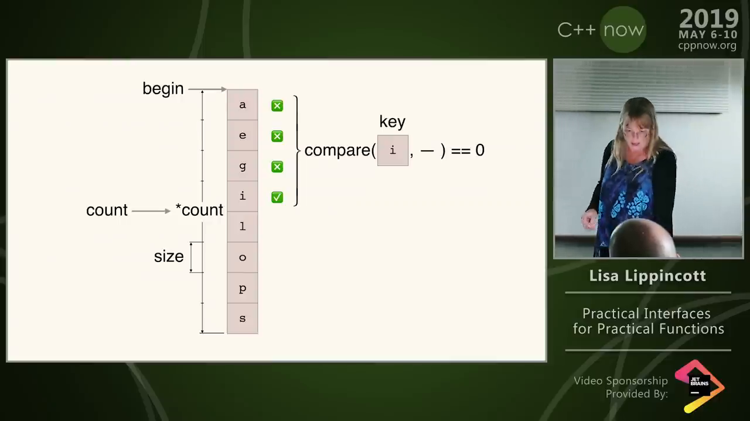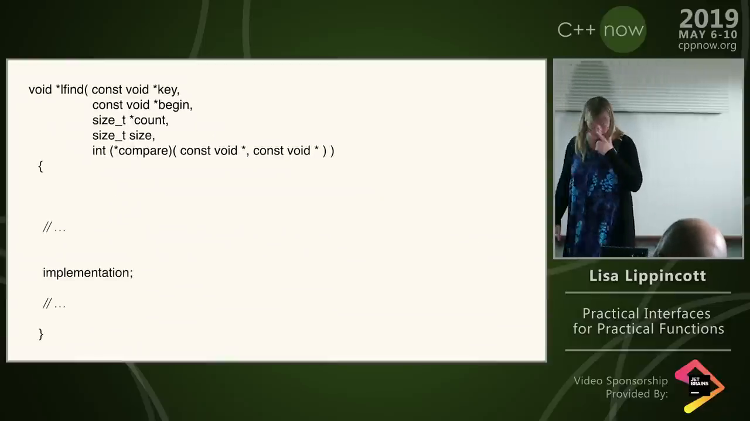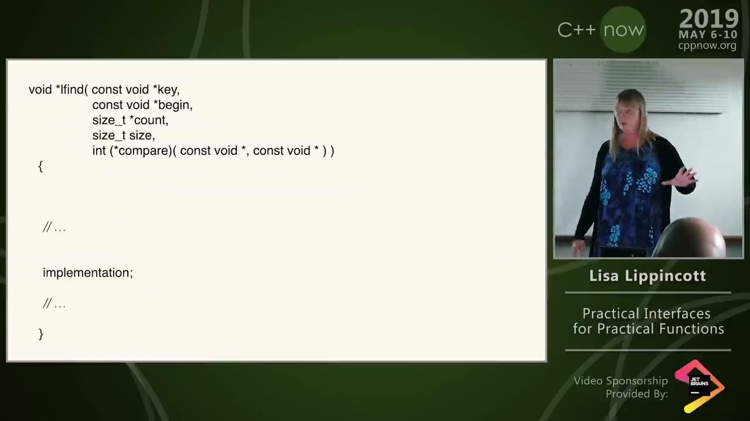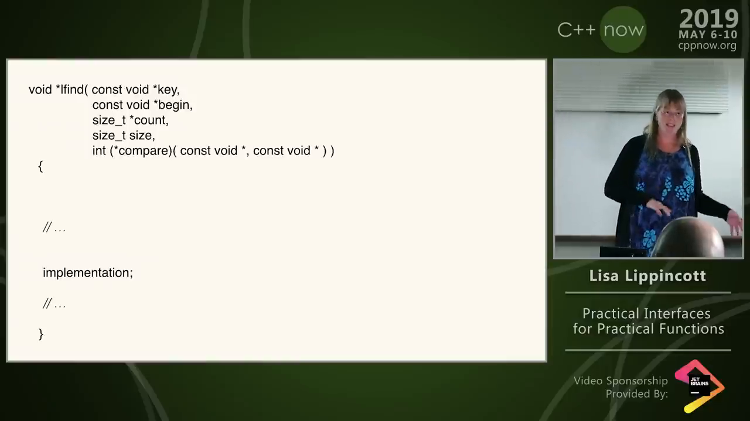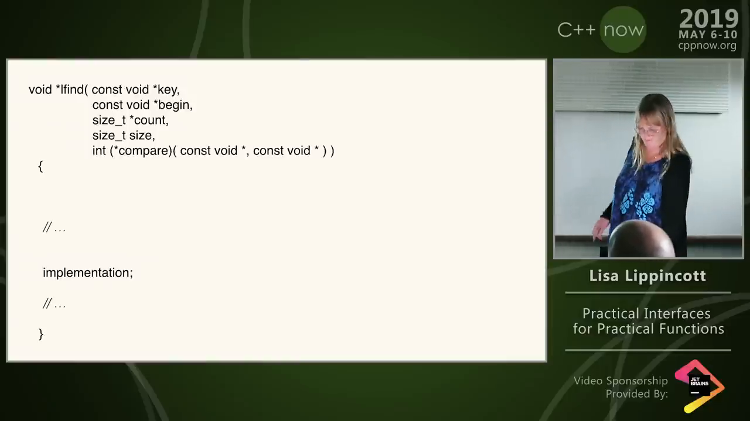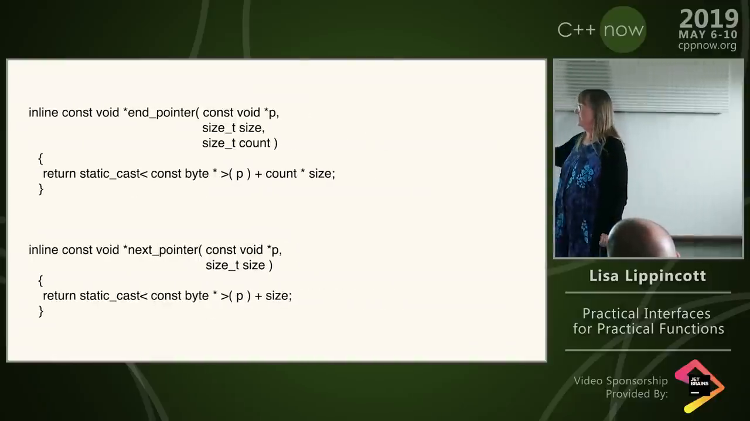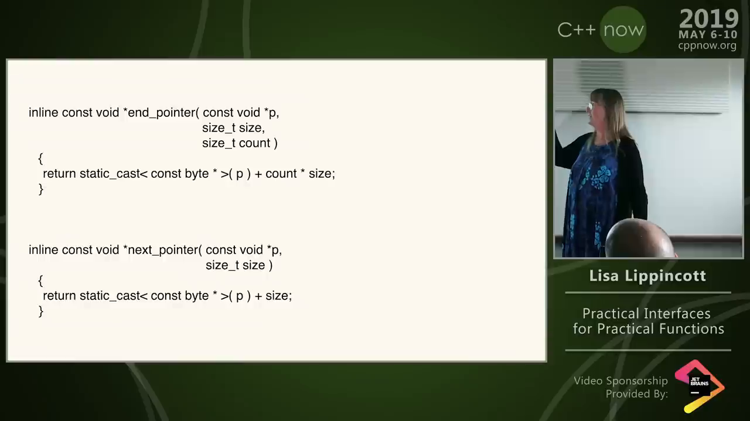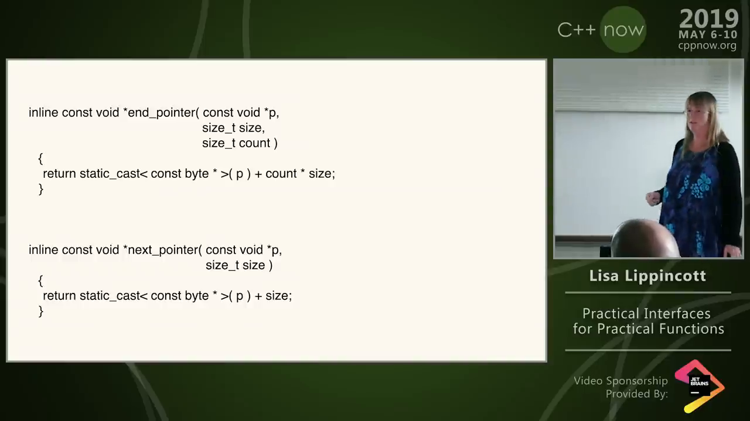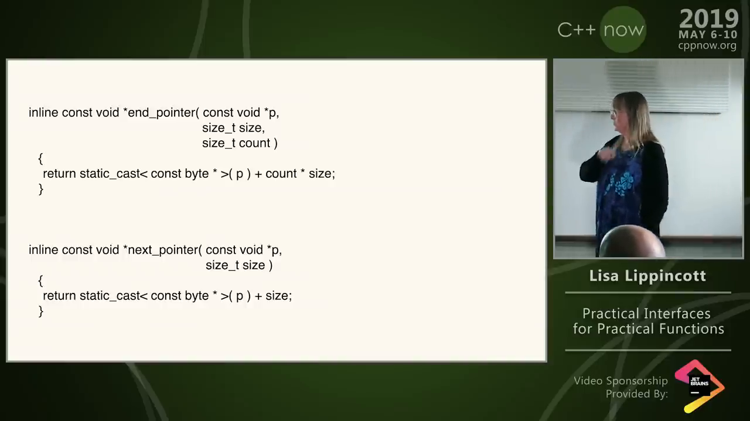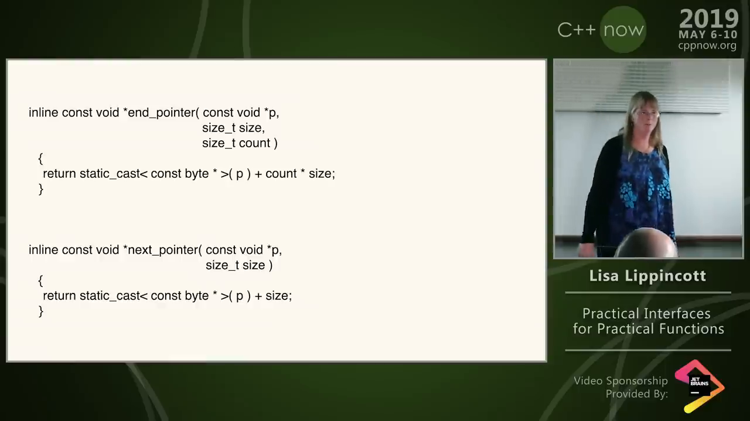Ready? So let's write an interface for it. And in order to write this interface, I'm going to make a couple of tools that make the casting go somewhere else. Here are my tools. Endpointer takes voids, it takes the begin, size and count and figures out where the end of the structure is. Next pointer advances our void star through the structure.